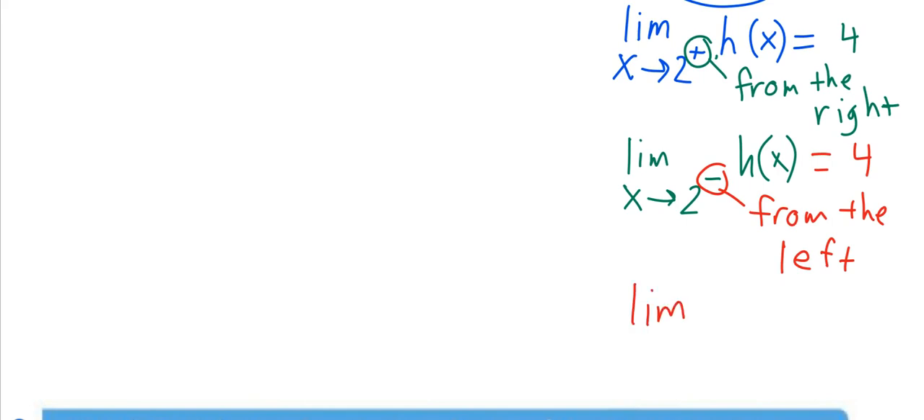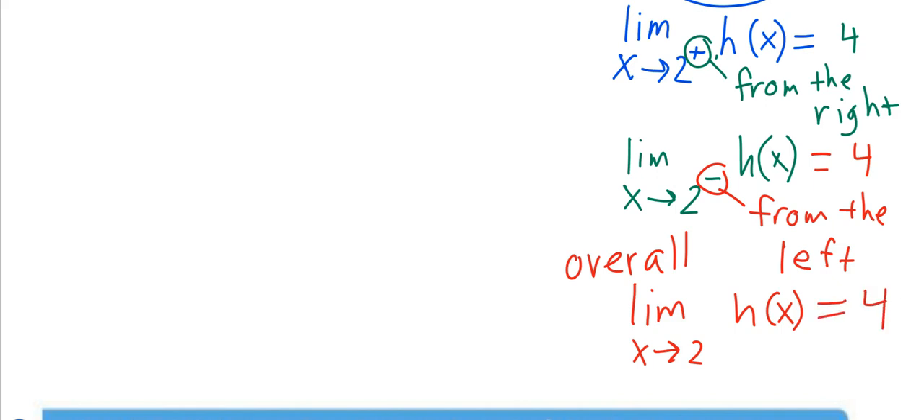The last limit I'm going to ask you about is this one. I want you to notice about this one, there is no plus, there is no minus. I'm asking you for what they call the overall limit. So we've got from the right and from the left and the overall limit at 2. The only way that this has an overall limit is if the right limit and the left limit have a matching number. Do these have a matching number from the right and from the left? So my answer is 4. But the only reason that you can say that is because they match.